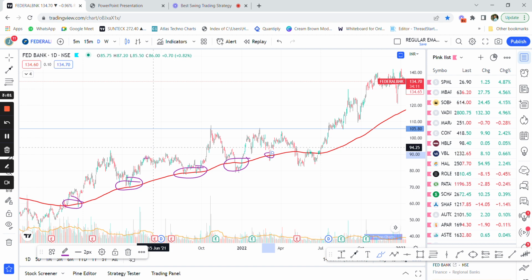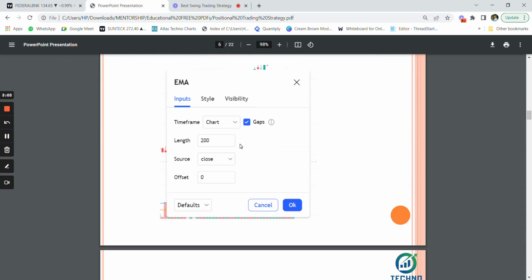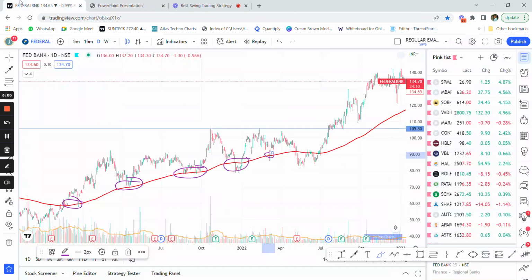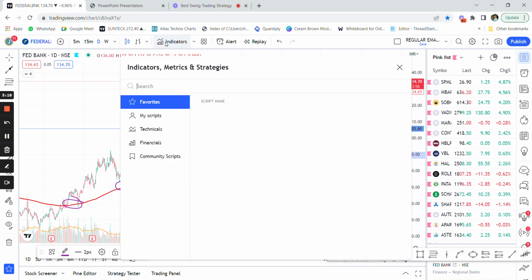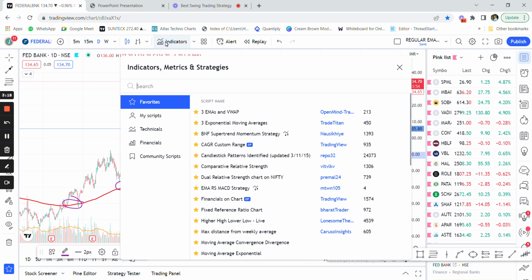After that, we are going to use relative strength on the charts. So what is relative strength? Relative strength is an indicator or study where, if a stock is giving more returns than Nifty, the indicator turns green. And if the stock is giving lesser returns than Nifty, the indicator turns red. I'm just trying to simplify it here.